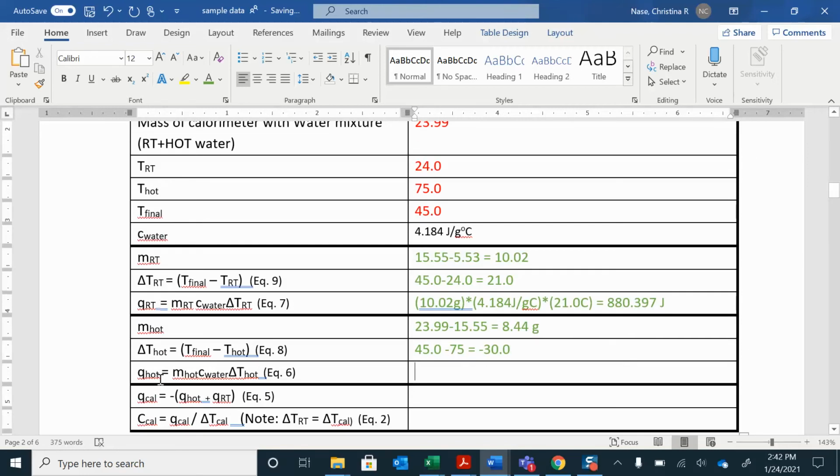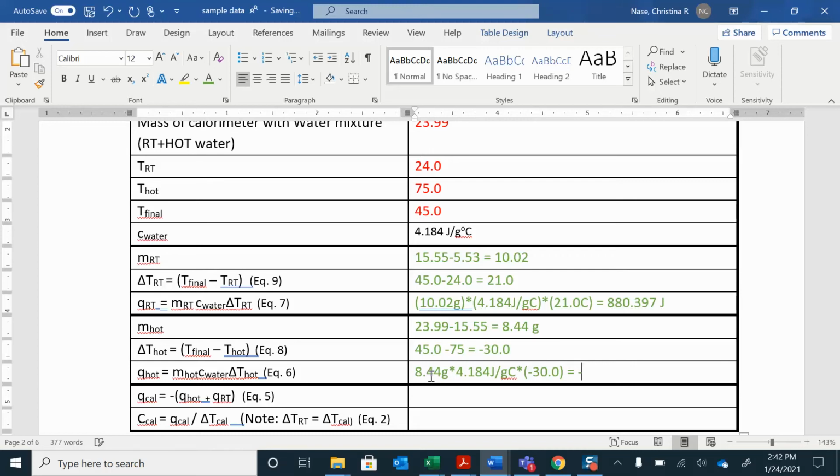And now to find the Q hot, I need the M hot, the delta T hot, and then the C of the water is still the same. That's a constant for all the water. It doesn't matter what the temperature is. It's always the same as long as it's in the liquid phase. If we had other phases, it would be different. But this one, we have liquid water. So MC delta T, so my mass is 8.44, that's in grams, times the 4.184 joules per gram C. And then my delta T here is the negative 30.